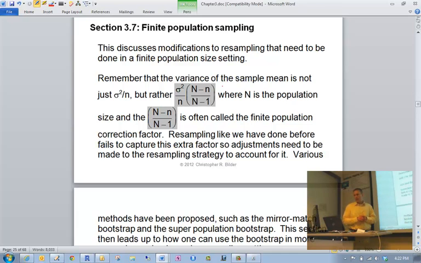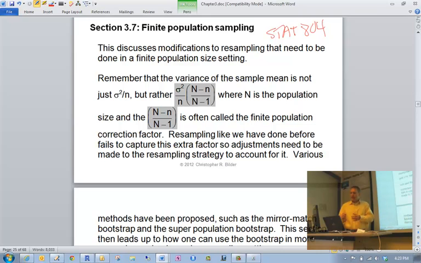And lastly, section 3.7, finite population sampling. In so many things that we do in statistics, we assume that we have an infinite size population. But what happens if you do have a finite population size? How do you take that into account? And, of course, Stat 804, our survey sampling class, will talk about how to do that. But how does the Bootstrap work in this kind of a setting? Well, that's what section 3.7 talks about.